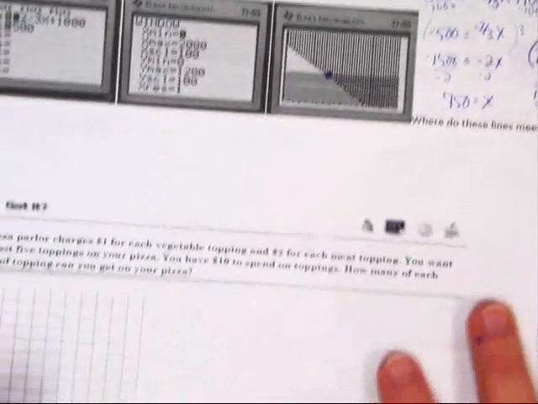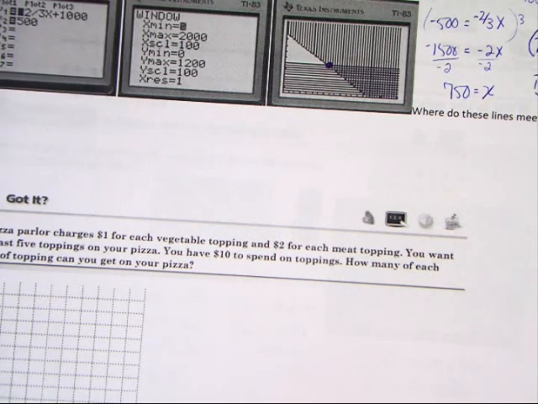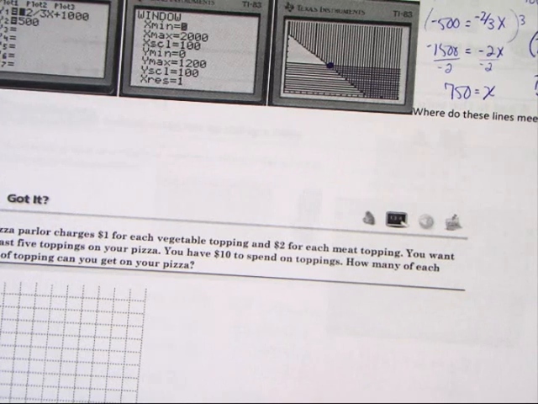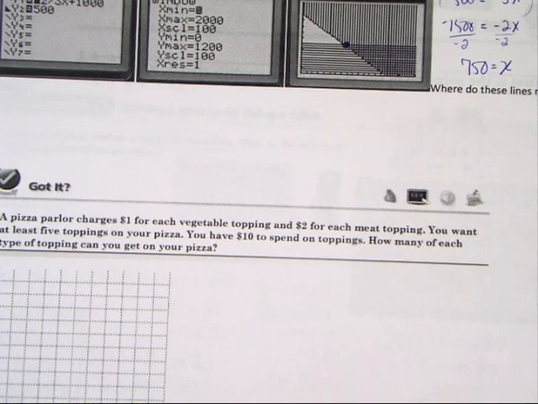Moving on to the got it problem. A pizza parlor charges $1 for each vegetable topping and $2 for each meat topping. You want at least 5 toppings on your pizza. You have $10 to spend together on toppings. How many of each type can you get?